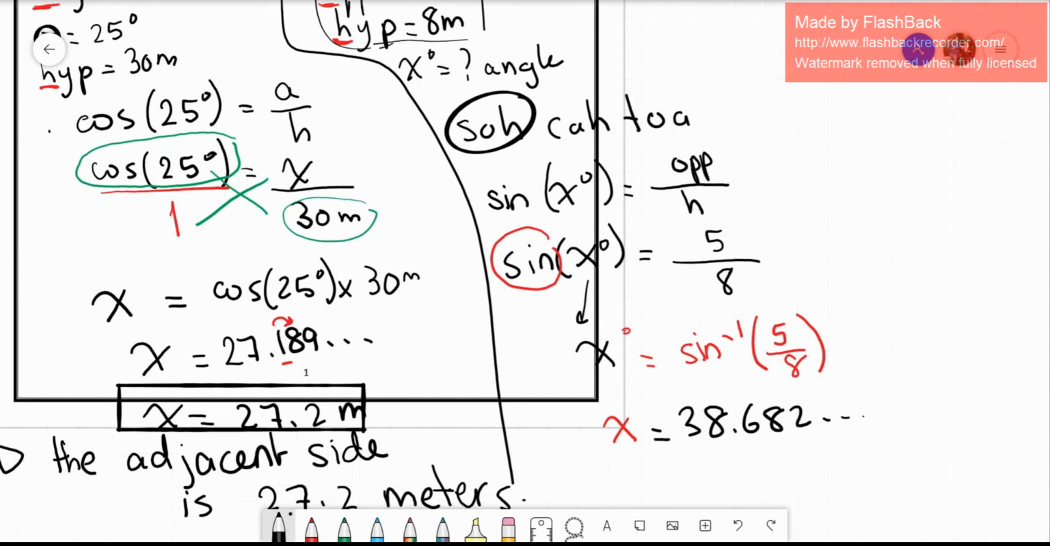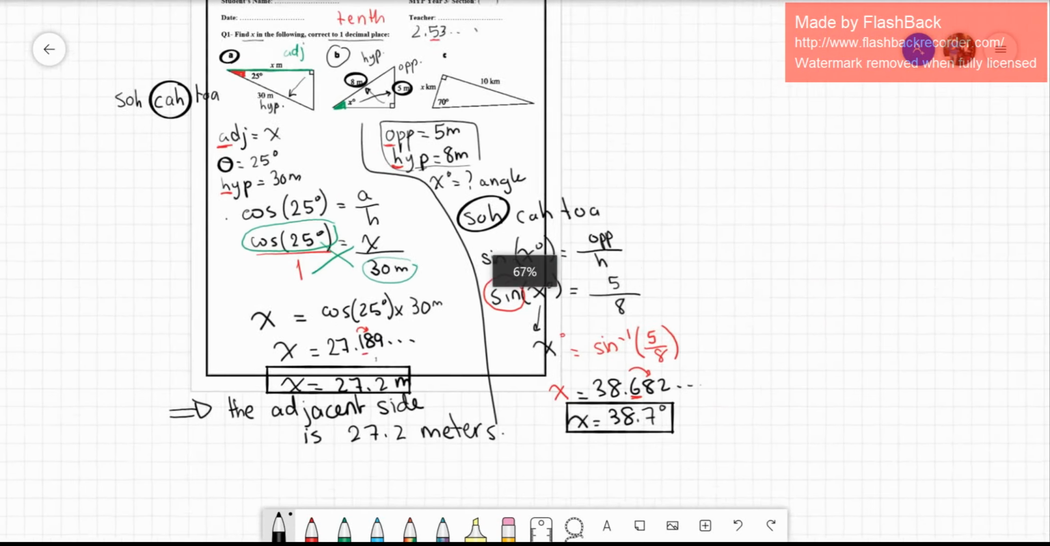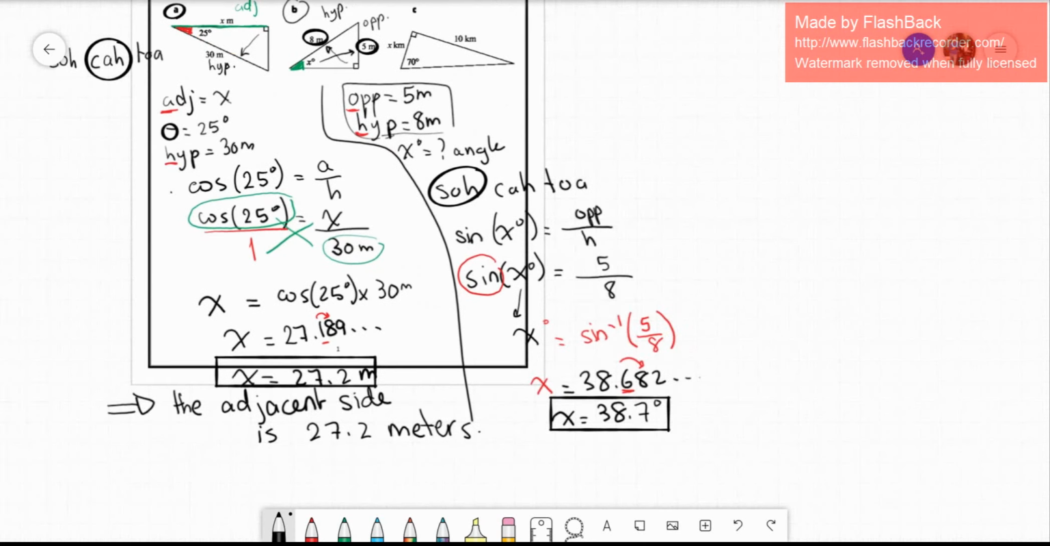Let us round now to the nearest tenth. So x is 38.7 degrees. Don't forget this is an angle, not a side. Part A was a side, now B is an angle. So therefore, the missing angle is 38.7 degrees. Finally, part C.